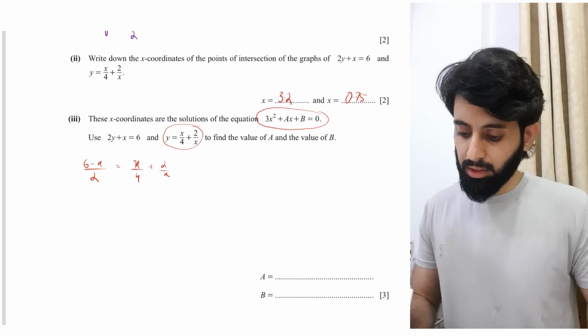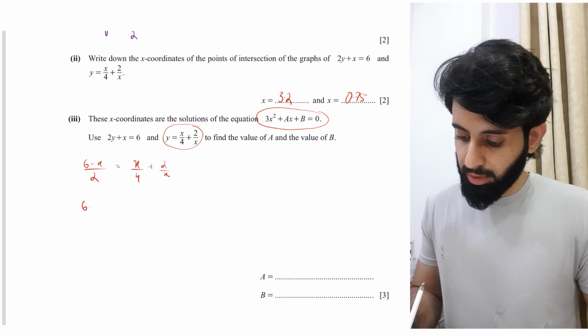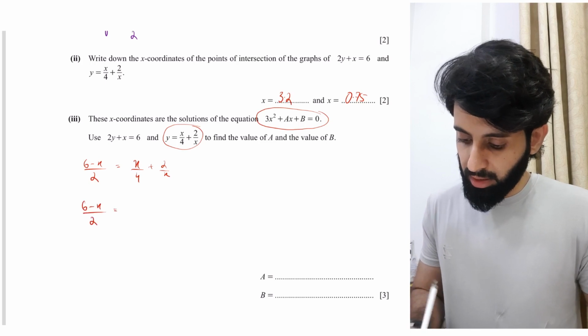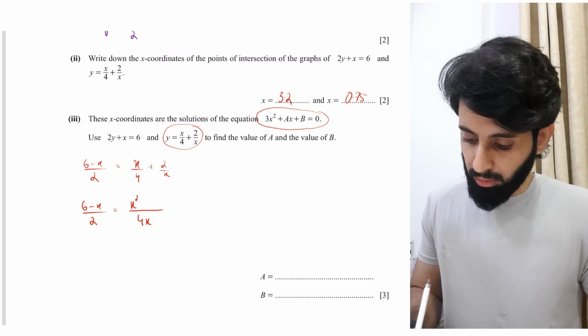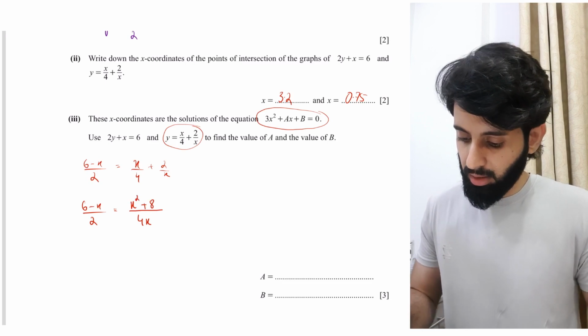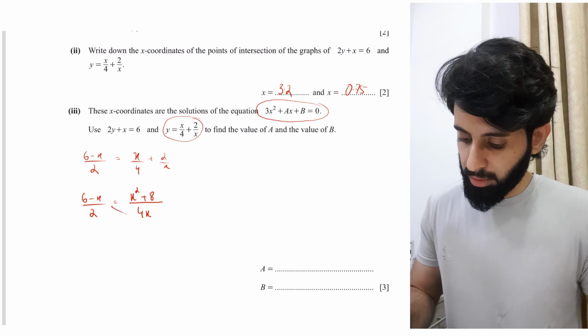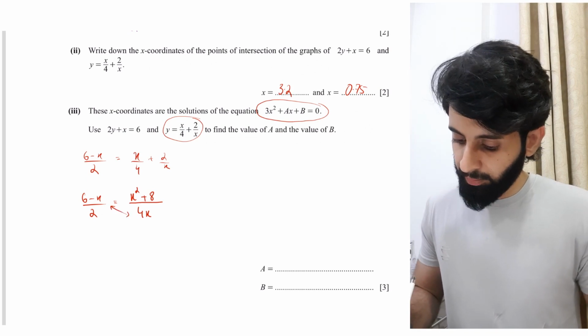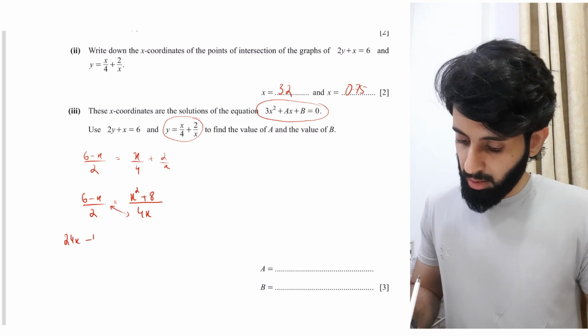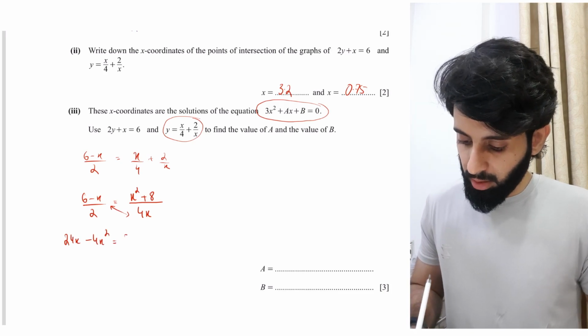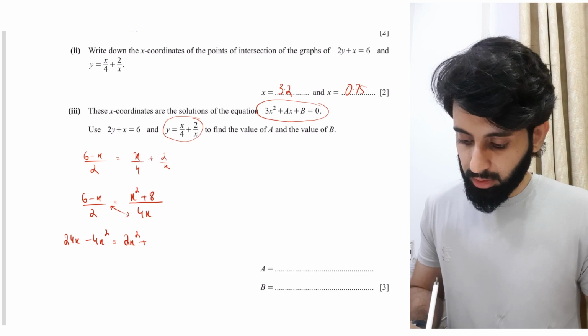Okay, so I can't just cross multiply immediately. First I'll have to take out the LCM on the right hand side. So 4 and x are going to be multiplied, so 4x is going to be our LCM. Then we have x squared plus 8. So now we can safely cross multiply, and when we do that, let's see what happens. We have 6 into 4x, so that's going to be 24x minus 4x squared equals 2x squared plus 16.